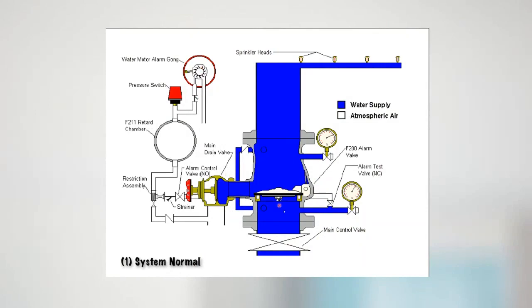Now the idea is that when the pressure above is reduced because a sprinkler head goes off, the pressure below, which is higher than the pressure above, will open up the clapper. This pipe will then fill out to the retard chamber, set off the fire alarm which tells the fire brigade there's a fire, and then sound an alarm gong.